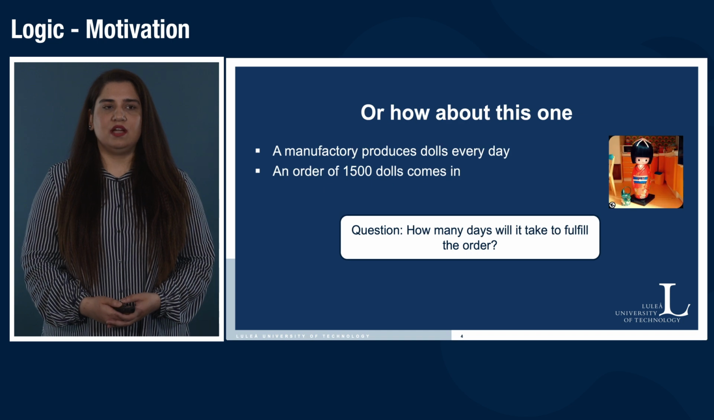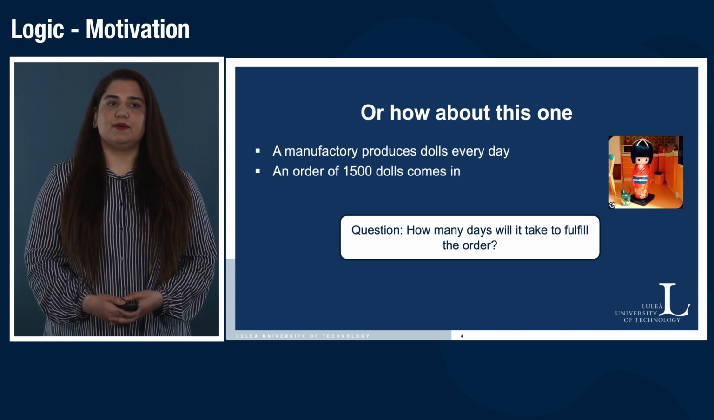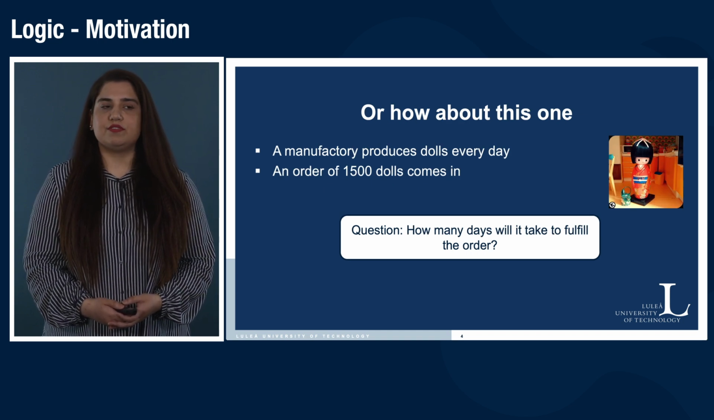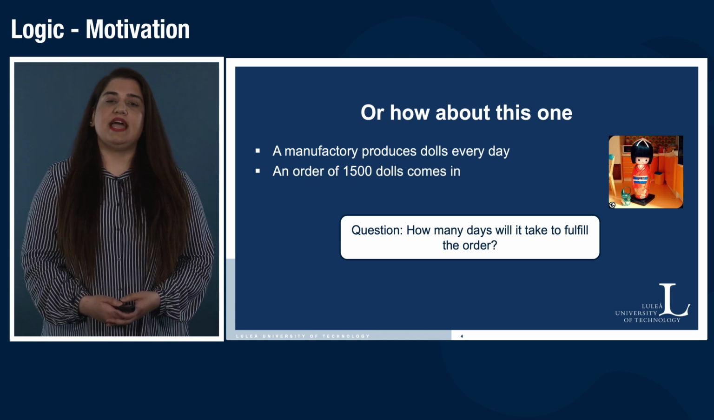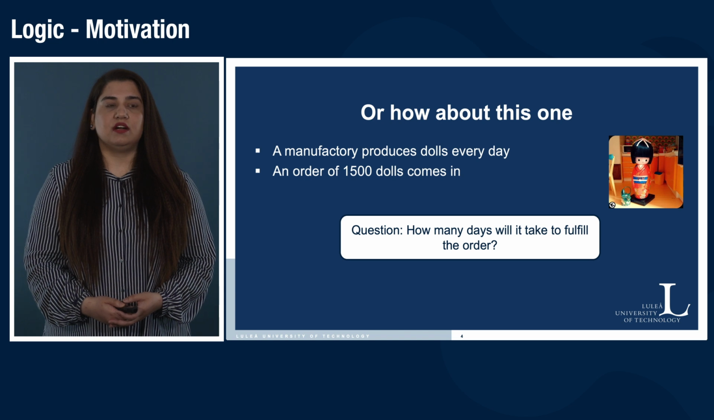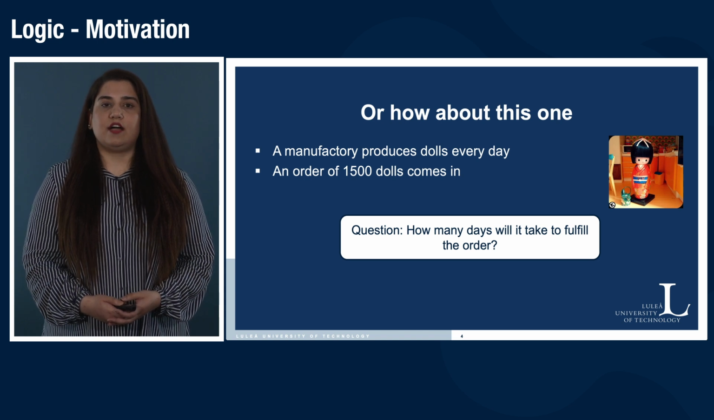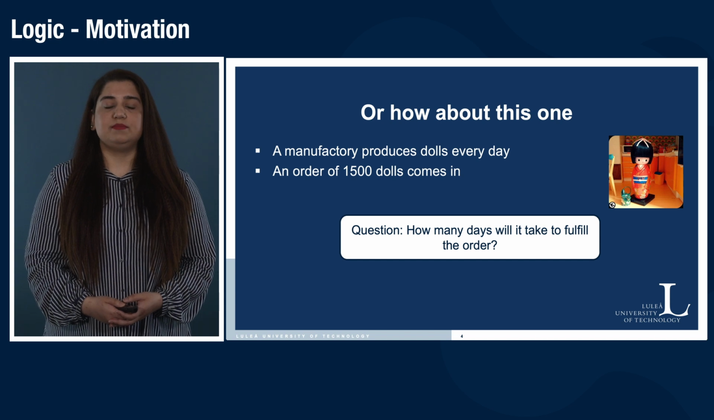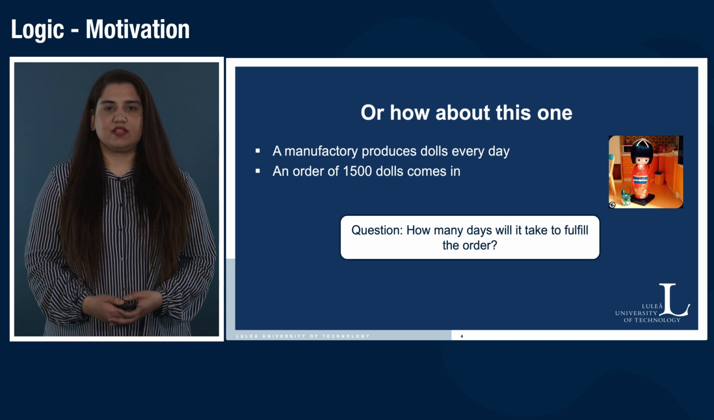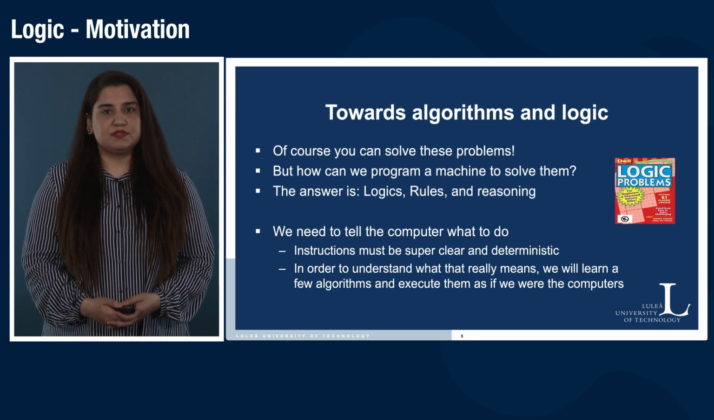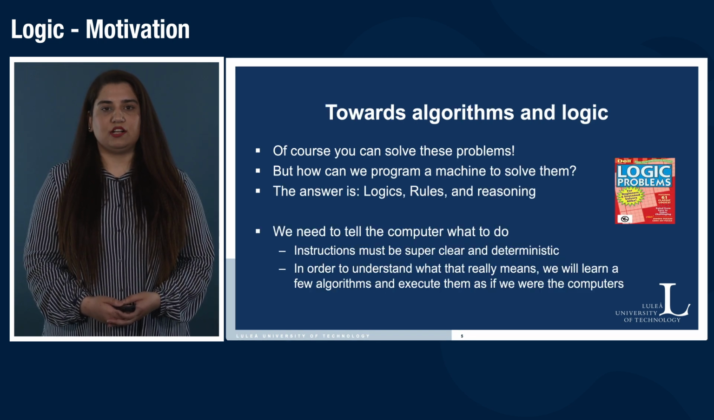We also have examples like a factory which is producing some dolls, let's say about 300 dolls every day, and they get an order of about 1500 dolls. Now how many days will it take to manufacture that number of dolls? We need some type of algorithm or thought process to achieve our desired goal. This is where we need algorithms and logic to build algorithms on.